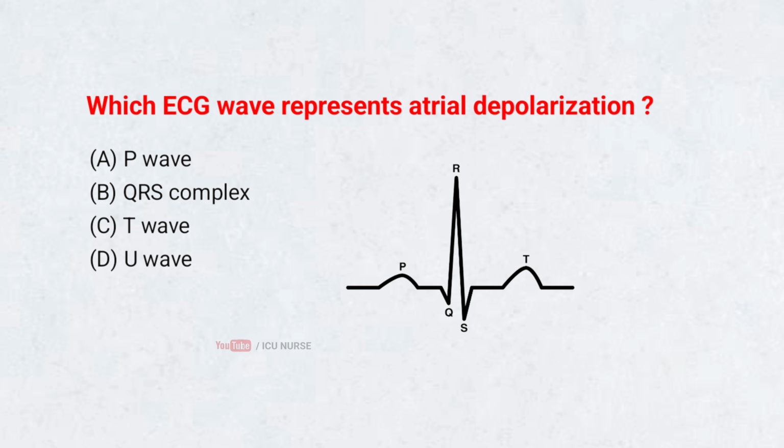Which ECG wave represents atrial depolarization? A. P wave. B. QRS complex. C. T wave. D. U wave. Correct answer.